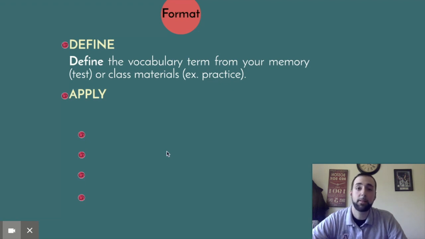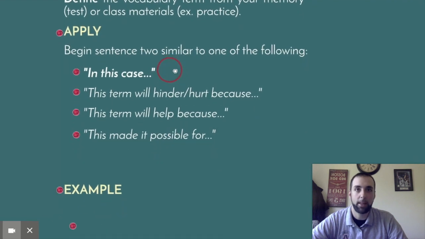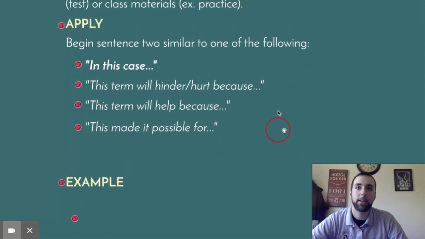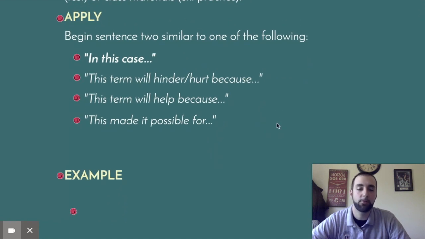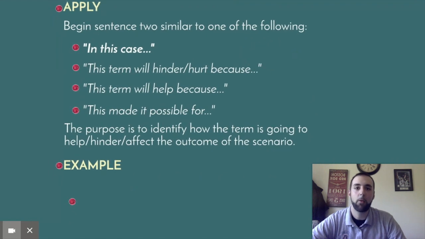Beyond that, the second sentence is what we call the apply sentence. And in order to do the apply sentence, I'd like for you to either use directly one of these sentence frames, which perhaps at the beginning of the year might be how you approach these, or create a sentence that begins somewhat similar to one of these 4 here in front of you. These sentence frames are, in this case, this term will help hinder because, this term will help because, this made it possible for. The purpose of the second sentence is to direct the reader's attention to your understanding of how the term is going to affect the scenario.